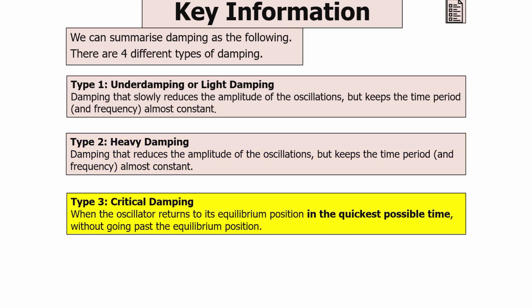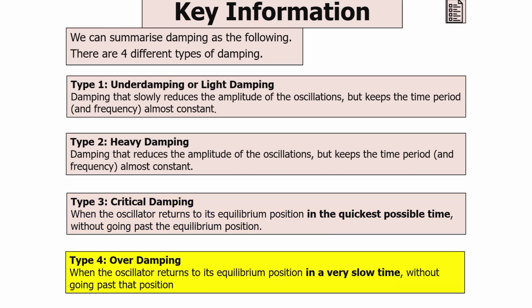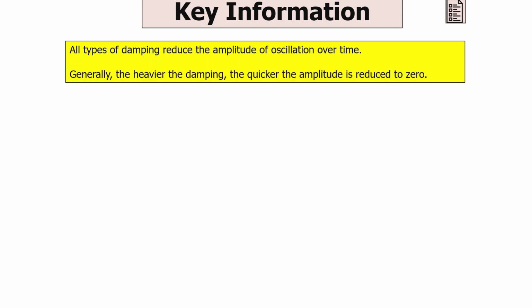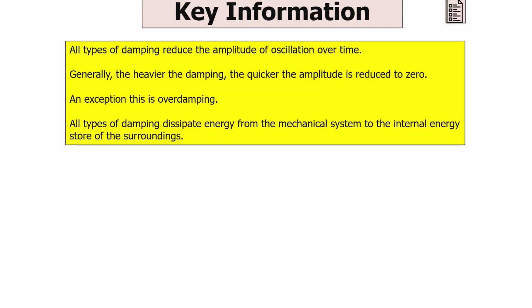Critical dampening, when the oscillator returns to its equilibrium position in the quickest possible time without going past that equilibrium position. And finally, overdampening, when the oscillator returns to its equilibrium position in a very slow time without it going past that position. Now, all types of dampening reduce the amplitude of oscillation over time. Generally, the heavier the dampening, the quicker the amplitude is reduced to zero. An exception to this is overdampening.